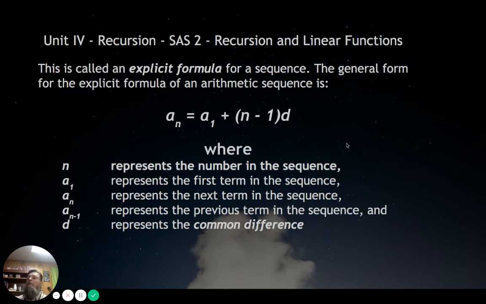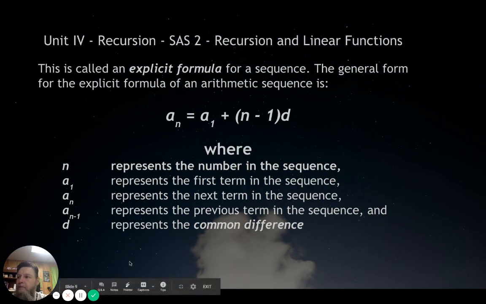All right. Now, this is called an explicit formula for a sequence. The general form for the explicit formula of an arithmetic sequence that starts at 1 is a subscript n equals a subscript 1 plus the quantity n minus 1 times the variable d, where n represents the number in the sequence, a subscript 1 represents the first term in the sequence, a subscript n represents the next term in the sequence, and a subscript n minus 1 represents the previous term in the sequence. D represents the common difference.